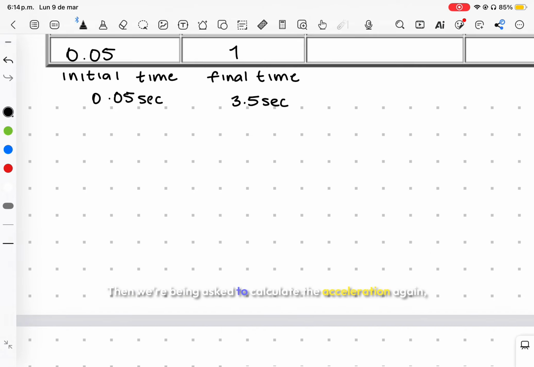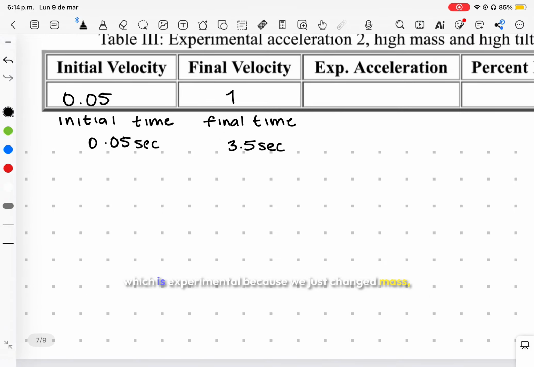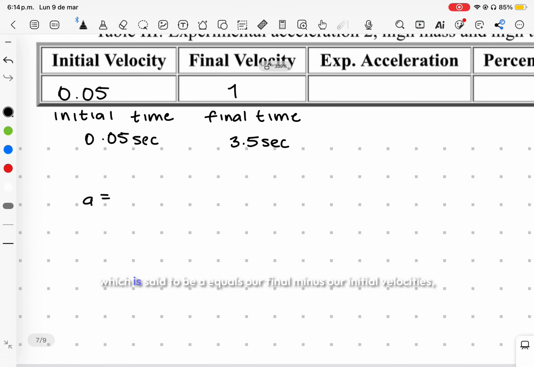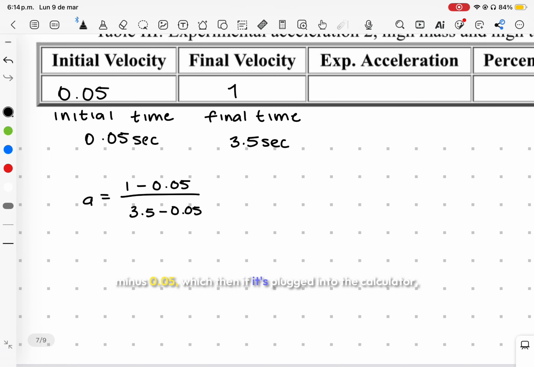Then we're being asked to calculate the acceleration again, which is experimental because we just changed mass, which is said to be A equals our final minus our initial velocities, which is 1 minus 0.05, and the same thing with time, which is 3.5 minus 0.05, which then, plugged into the calculator, gives a value of 0.275. And again, we annotated it in our chart.